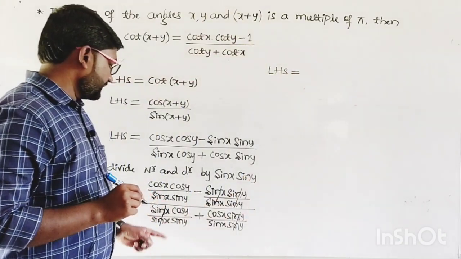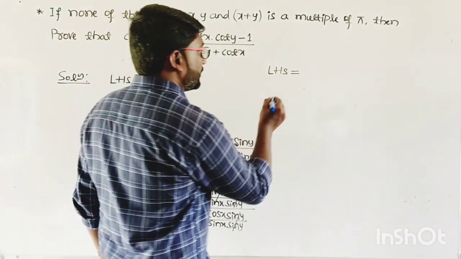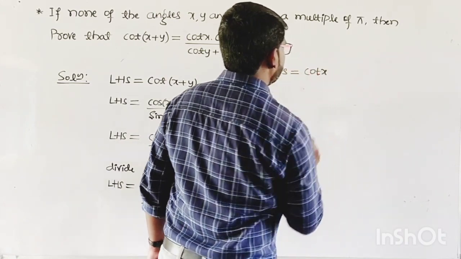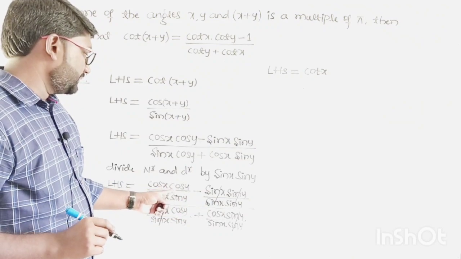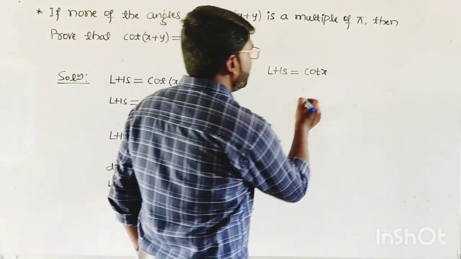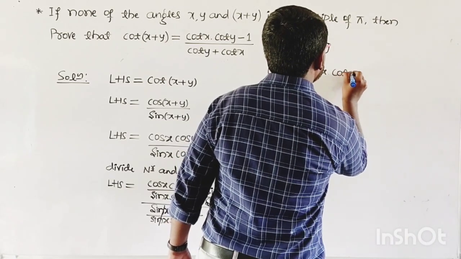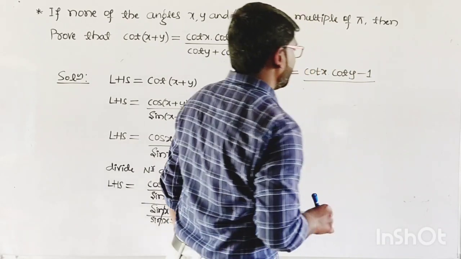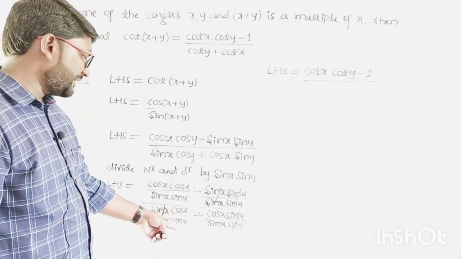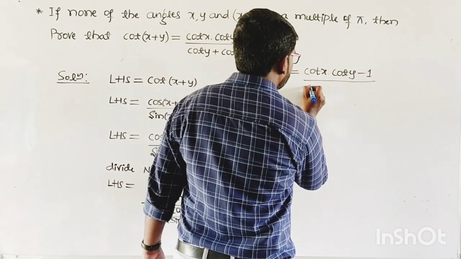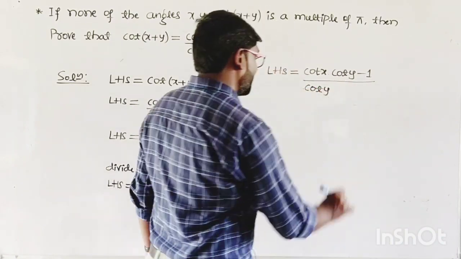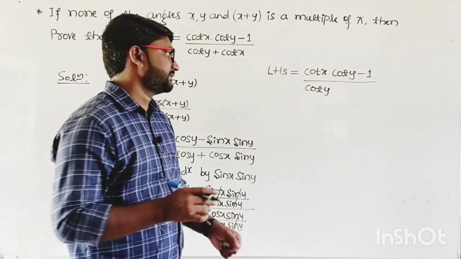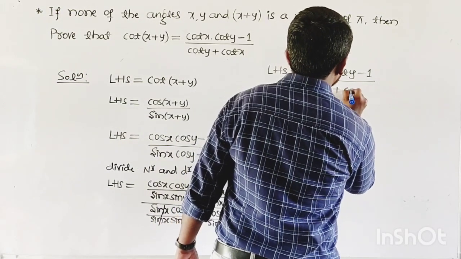Now cos x divided by sin x is cot x. Then cos y divided by sin y will be cot y. It is cot x cot y minus 1, then the whole divided by cos y divided by sin y, which is cot y, plus cos x divided by sin x, which is cot x.